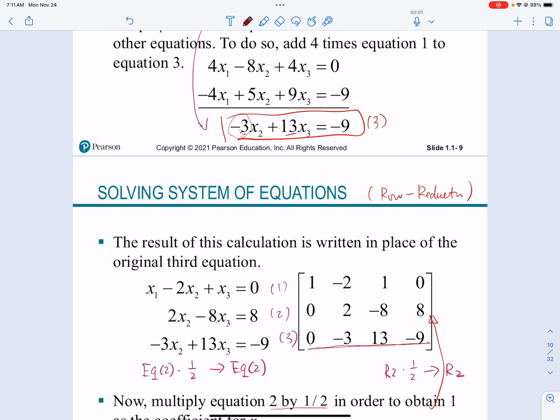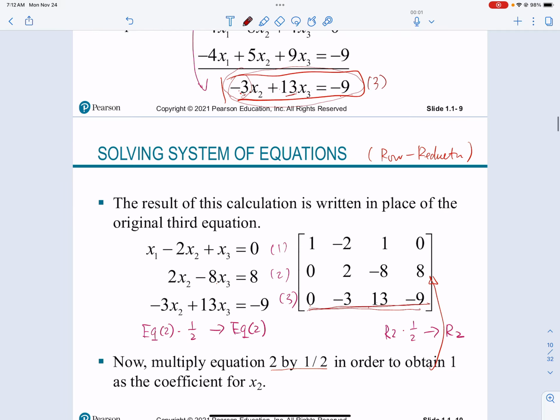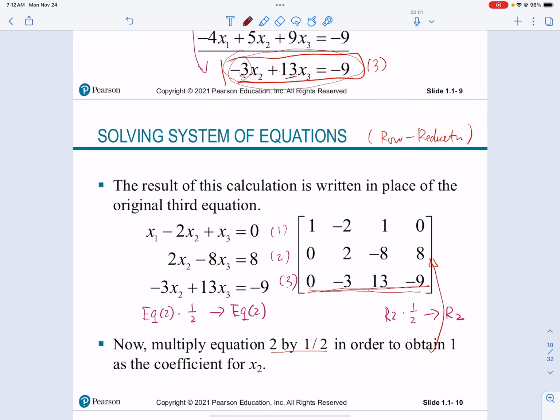Are you guys with me? So this new row is what you get from here. Wow, magic. This is exactly what you get from here: negative 3, 13, negative 9, and there is no x1. So this is this. Are you guys with me? So what do we really want here? We want the second two equations to have no x1s.